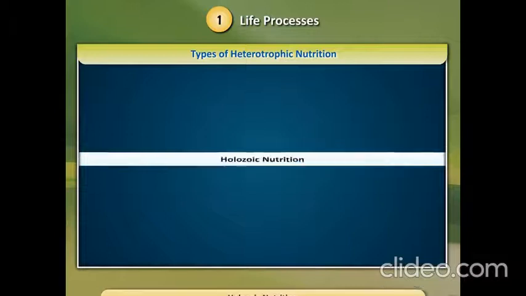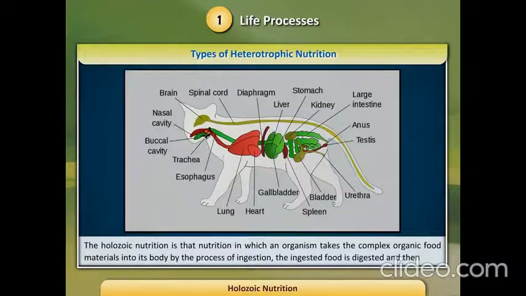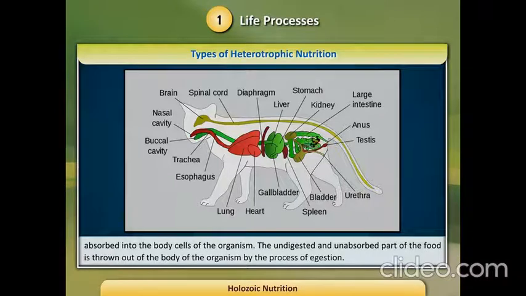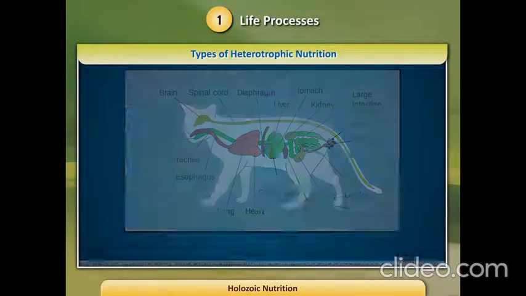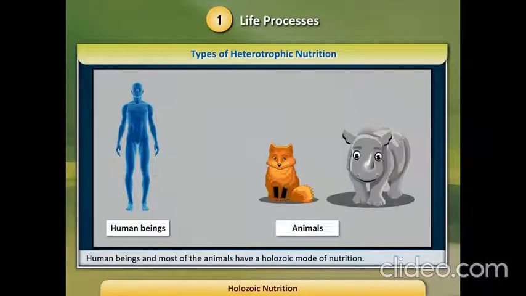Holozoic nutrition. The holozoic nutrition is that nutrition in which an organism takes the complex organic food materials into its body by the process of ingestion. The ingested food is digested and then absorbed into the body cells of the organism. The undigested and unabsorbed part of the food is thrown out of the body of the organism by the process of egestion. Human beings and most of the animals have a holozoic mode of nutrition.